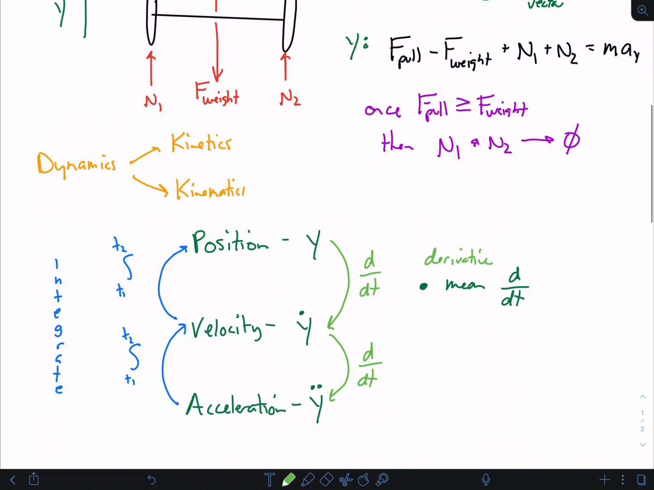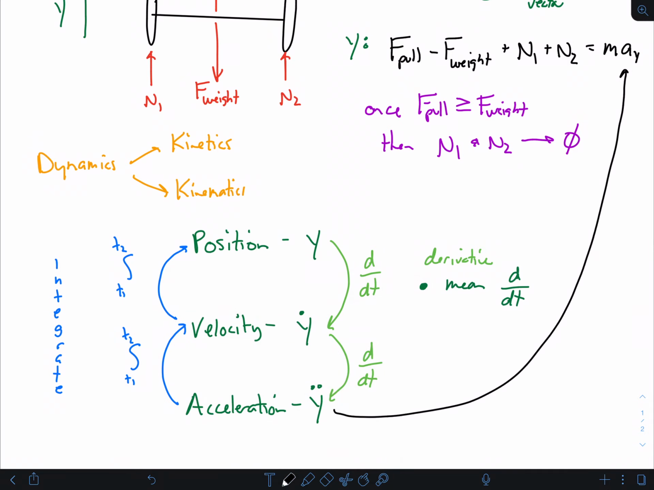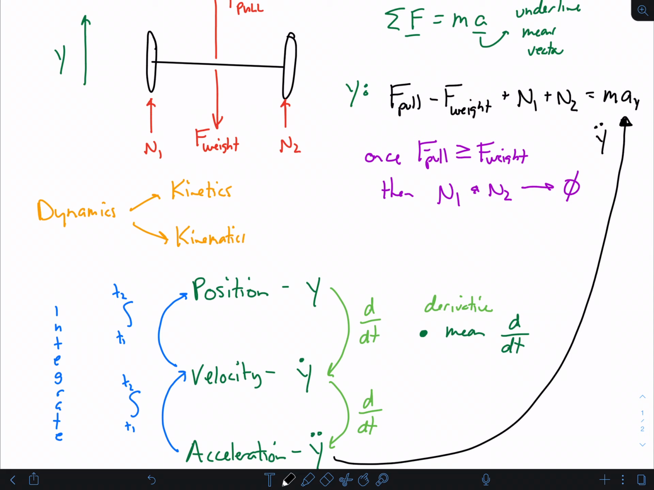And over here, for our Newton's second law, well, what is acceleration, right? Our acceleration, let me get a different color, maybe black, right? This is right here. So our a_y in this case is just y double dot. So if we want to know how is something accelerating, what we need to know is, well, what's the difference between force of the pull and force of the weight, right? If we know what the difference is between those two forces, then that difference is going to be proportional to our mass of the object times that y double dot, or the acceleration.